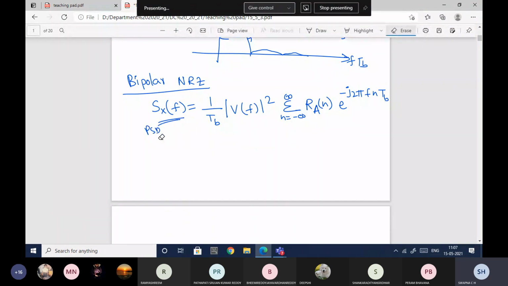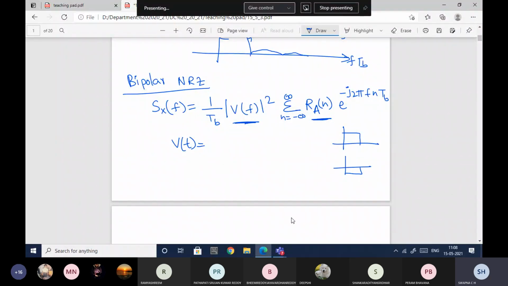I have already explained why we will be calculating the power spectral density curve. Again, in order to find bipolar NRZ, you need to know what is V of f, and you should also know what is Ra of n. First let us go with V of f, the same thing we can use here, because even for bipolar, if you take the pulse, it will be like this only. Either it can be positive or it can be negative.